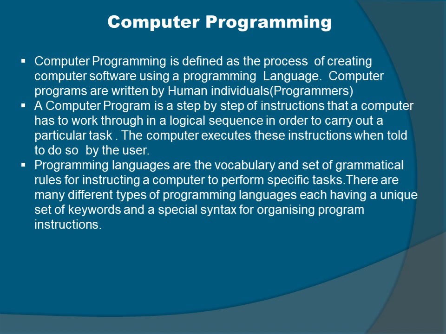Computer programs are written by human individuals, called programmers. A computer program is a step by step set of instructions that a computer has to work through in a logical sequence in order to carry out a particular task. When we write a program, we write step by step instructions in a logical sequence. So what is the logic of the program? In that logic, we write the program's instructions step by step.